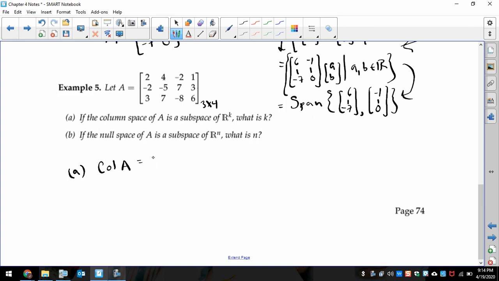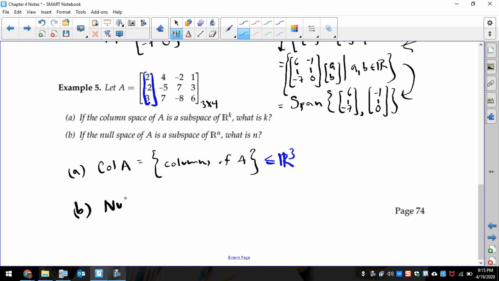So the column space is made up of the set of all columns of A. So if the column space is a subspace of Rk, well, what size are the vectors of A here? Well, they're R3. So this is a subspace of R3. They're 3 by 1 vectors. So columns of A are size 3. So here, what about the null space?